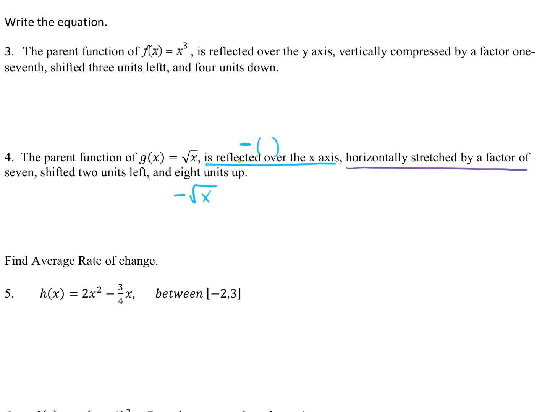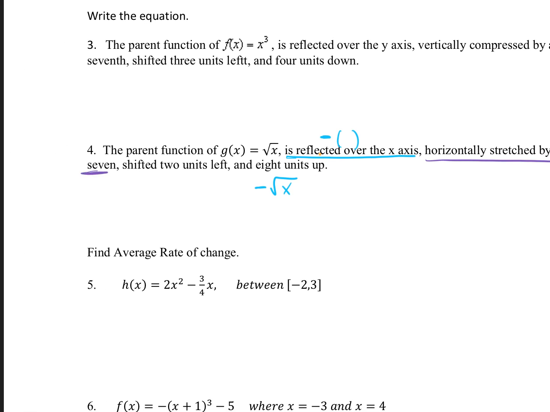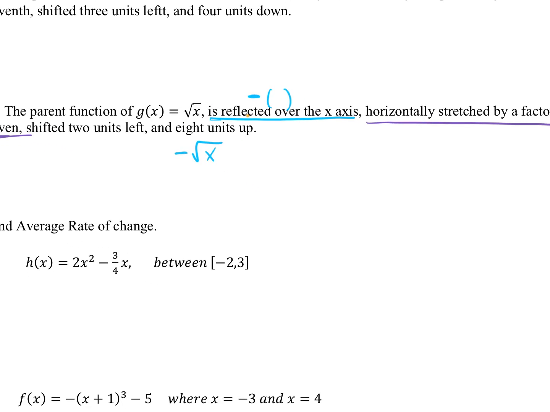Horizontally stretched by a factor of 7. 1/7 gets multiplied to x on the inside or the outside? Inside. Horizontally is inside. So inside times 1/7. Because remember, when it's horizontally, you have to take the reciprocal. I'll write that in here. 1/7 times x.